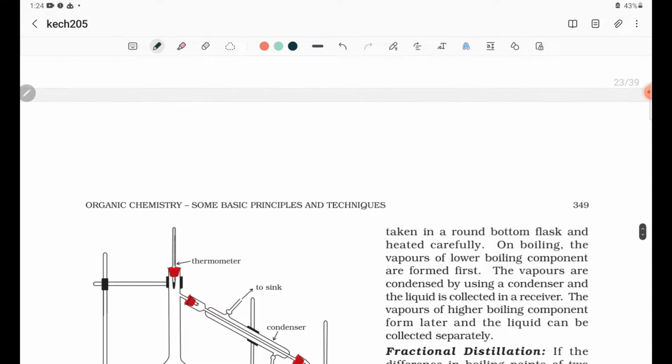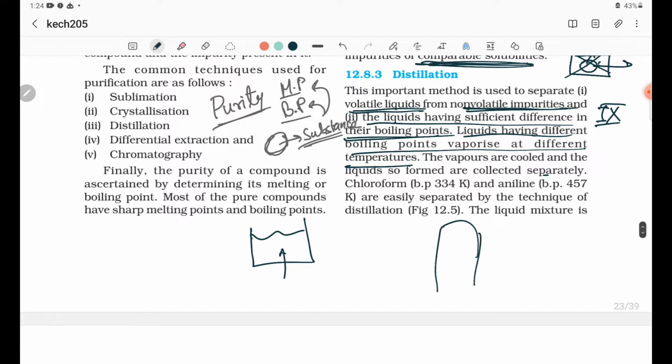There is a distillation chamber. You have studied what distillation is, that at different parts, here one temperature, here one temperature, here one temperature. Whatever the suitable temperature, chloroform and aniline are easily separated by this technique. This is very important: chloroform and aniline. The vapors will be cooled separately and the liquids so formed are collected separately.